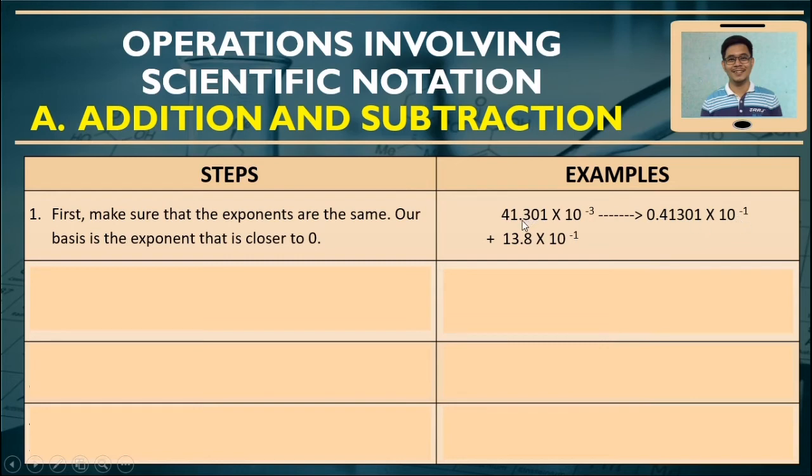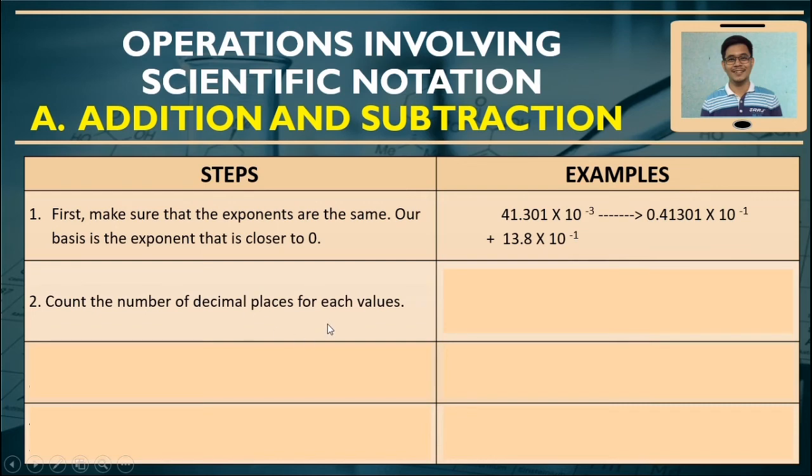When we move this decimal point between 1 and 3, so 1, 2, the exponent will become -1, which will give us its converted form, 0.41301 times 10 raised to -1. So after making sure that their exponents are the same, we can proceed now with step number 2, which is count the number of decimal places for each value.